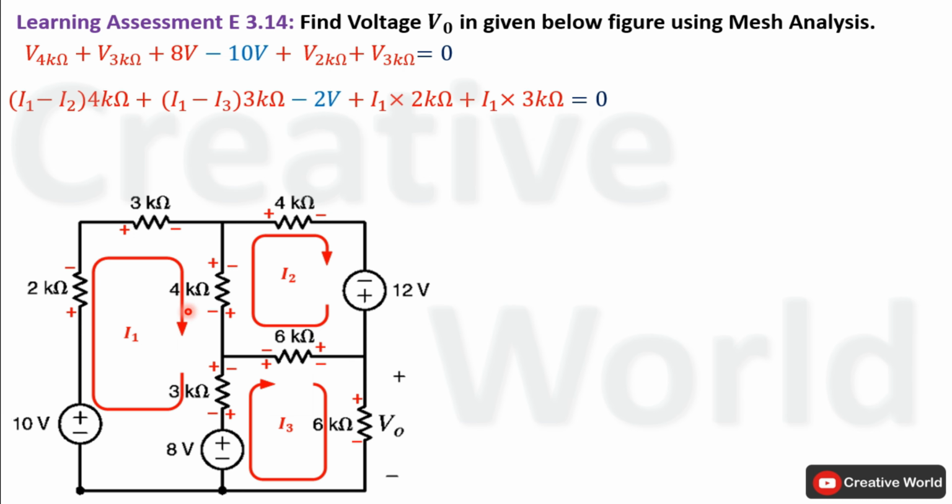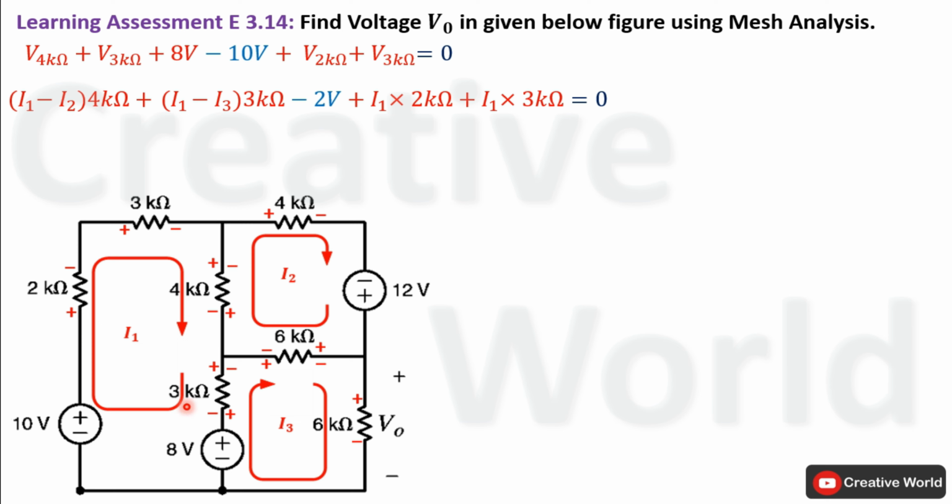Voltage across 4 kilo ohm resistance is the product of current through it, that is the difference of current I1 and I2, because these two currents are passing through 4 kilo ohm resistance and both are opposite to each other. Here we have taken the polarity of voltage across 4 kilo ohm resistance according to the direction of current I1, which is indicating that the magnitude of current I1 is larger than I2. That's why we have subtracted current I2 from I1. So voltage across 4 kilo ohm resistance will be the product of I1 minus I2 and 4 kilo ohm.